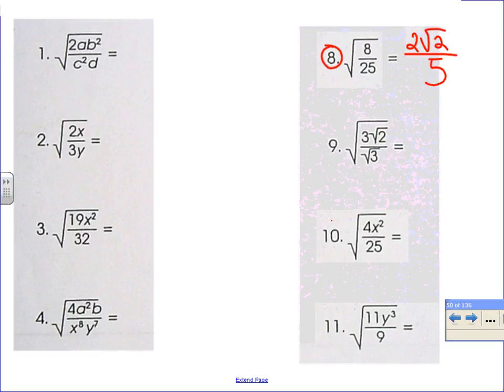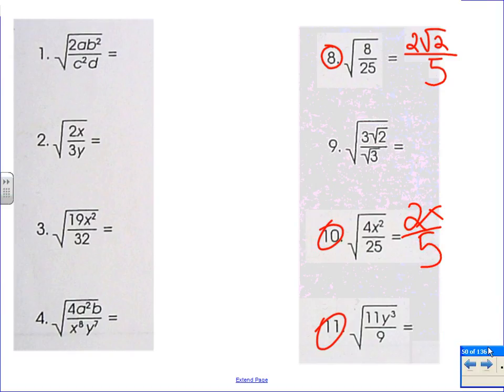Okay, number 10. So I had you do 8, 10, and 11. Number 10, Kevin? 2x over 5. Good. 2x over 5. And number 11, Grace? Awesome. Y times the square root of 11y over 3. Okay, so before I ask for questions, does anyone need me to go back to any other numbers? Okay, so questions on anything on the back. Let's start with the back. 8, 10, and 11. Gio?